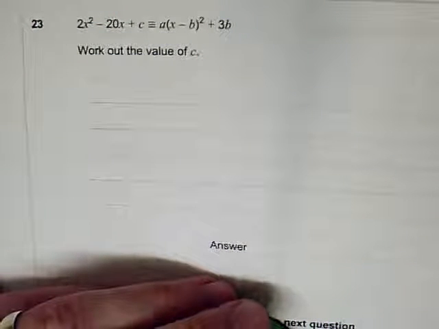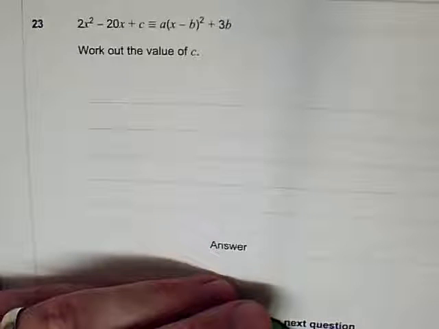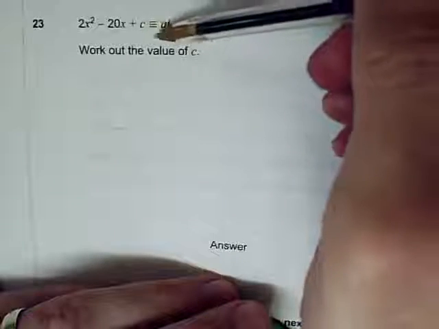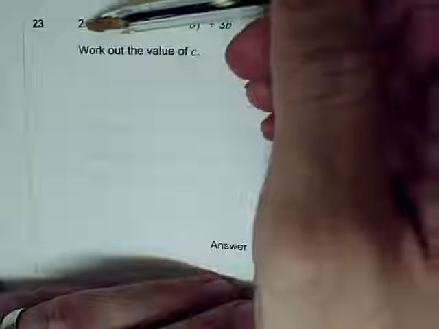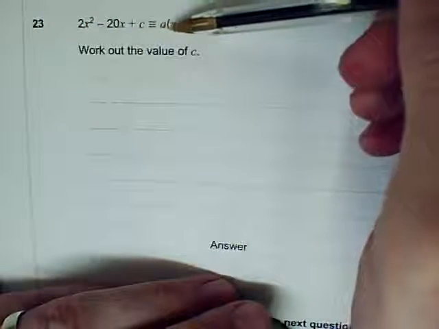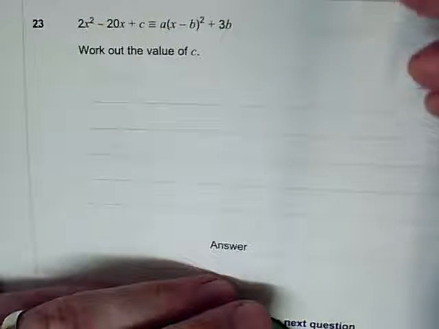Okay, question 23. We're told that 2x squared minus 20x plus c is exactly equal to a(x minus b) all squared plus 3b. So the first thing to say is that this symbol here is an identity symbol, and it just means that the left-hand side is exactly equal to the right-hand side. And we use it in algebra.